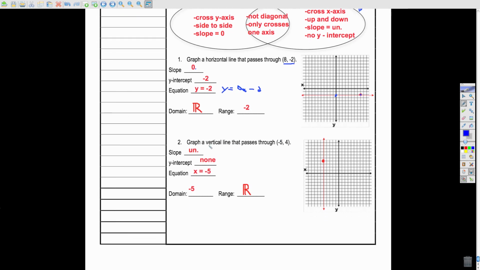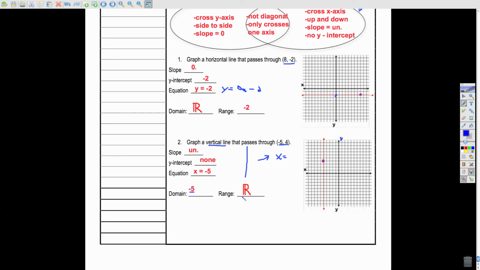Number 2, graph the vertical line. Now we're doing a vertical line that passes through the point -5, 4. So back 5, up 4. There's your point right there. A vertical line goes up and down. Slope undefined. There is no y-intercept, and at no point does this line cross the y-axis. Again, this is your y-axis. At no point does it cross the y-axis. The equation for a vertical line is x equals -5. If your line is vertical, your equation is going to be x equals whatever that x value is. In this case, it's -5.